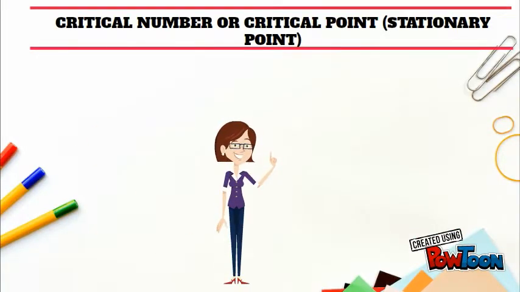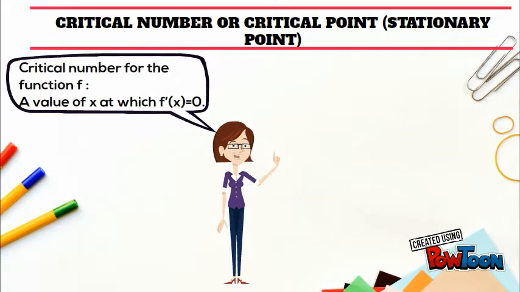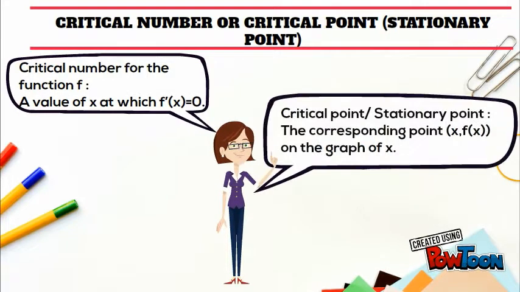Critical number or critical point. Critical number: a value of x at which f prime x is equal to 0. Critical point: the corresponding point on the graph of f(x).